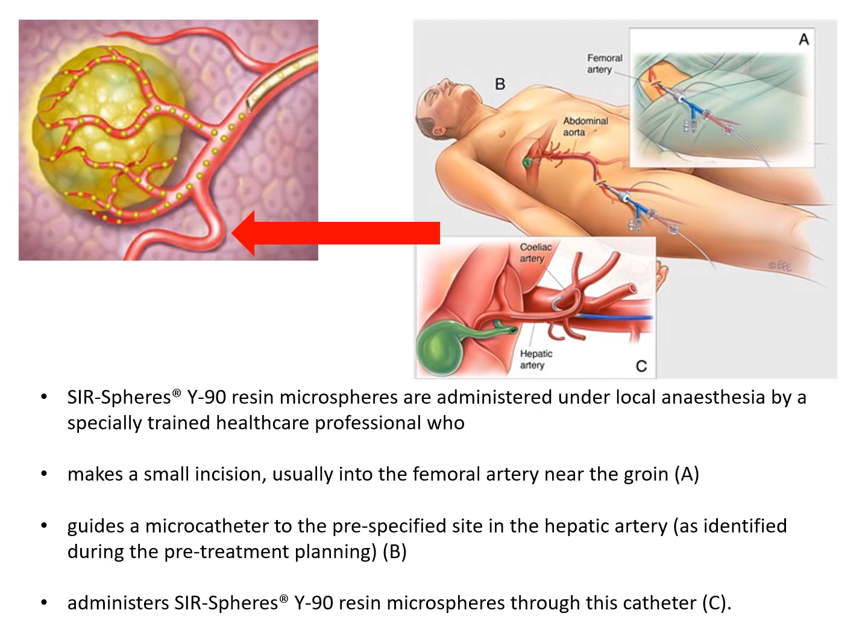The specialist guides a microcatheter to the pre-specified site in the hepatic artery as identified during the pre-treatment planning. You can see that here in picture B. Then the microsphere is administered through the catheter in picture C. It is recommended that patients have a scan to confirm the placement of the microsphere. Patients should then be monitored for a few hours, and most patients are discharged within 24 hours.